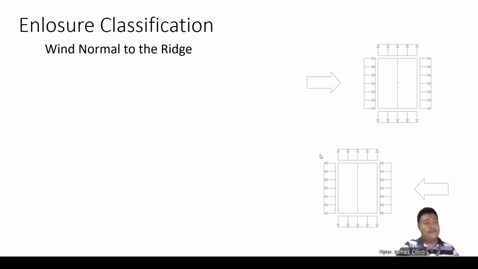Okay. So let's talk about the first scenario, in which the wind is normal to the ridge. As you can see here, only the windward wall receives the positive pressure because we basically know that roofs are always in suction, although there is some part of it, for example in Table 27.3-1, where there is a positive pressure in the wall if the CP is positive.